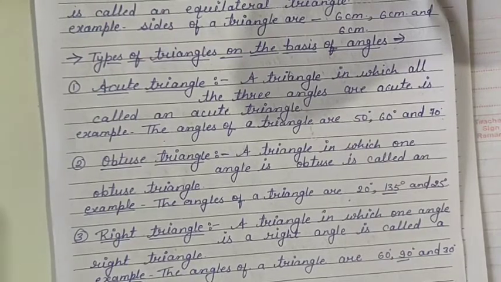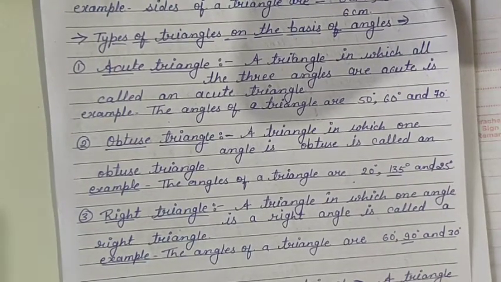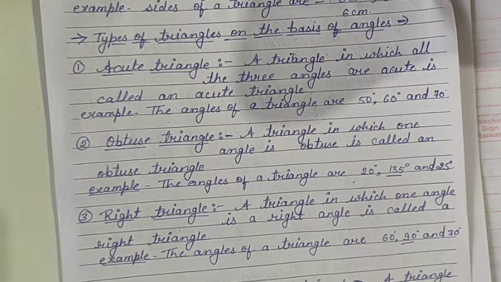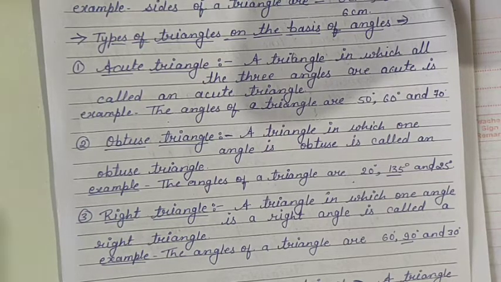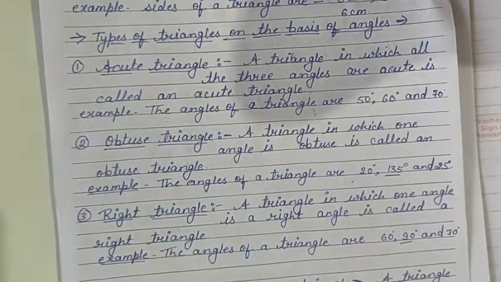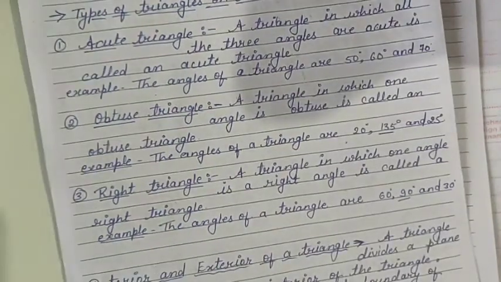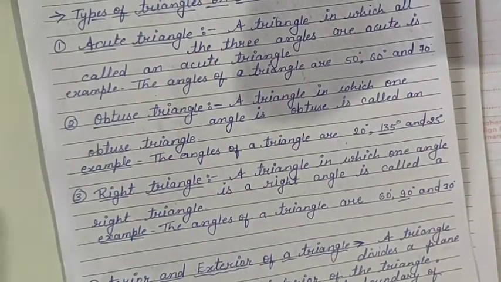We know that there are three types of triangles on the basis of their angles: acute triangle, obtuse triangle and right triangle. So firstly, we have to know what is acute, obtuse and right angle. Acute angle: an angle whose measure is less than 90 degrees is called an acute angle, and an angle whose measure is greater than 90 degrees but less than 180 degrees is called an obtuse angle. And an angle whose measure is equal to 90 degrees is called a right angle.